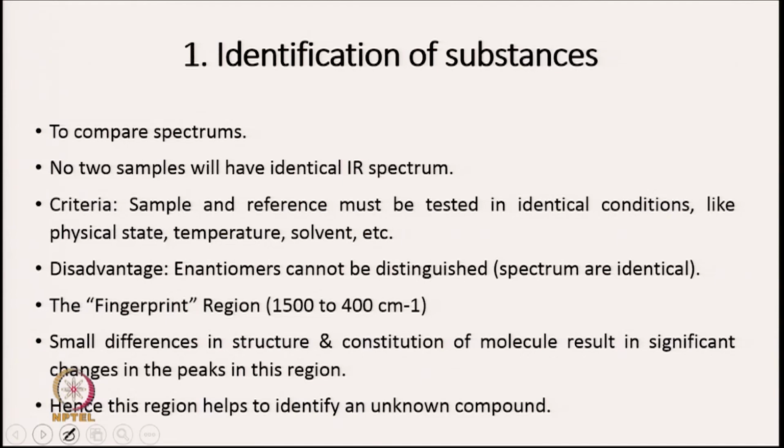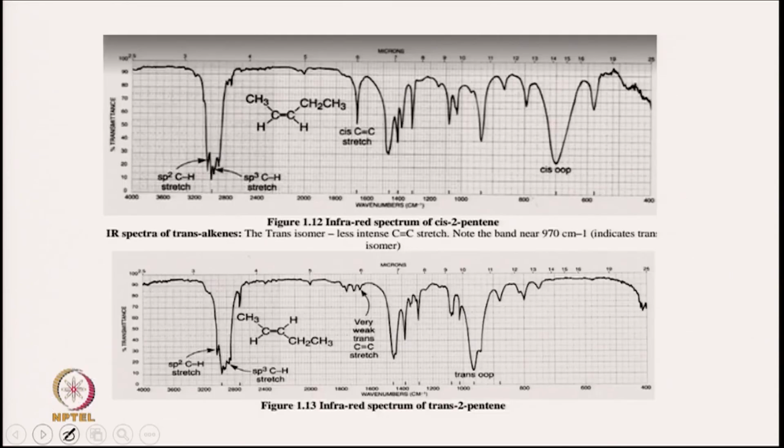I will give some examples to you. So, look at this molecule. Here you have CH3 C double bond CH, CH2 CH3, and this is cis 2 pentene or trans 2 pentene, and you can see that there are a lot of differences in the IR spectrum.